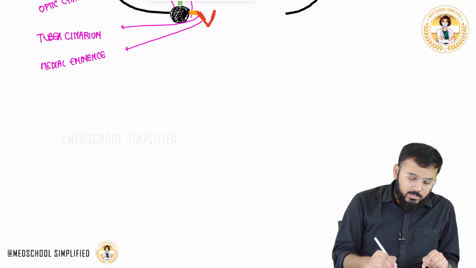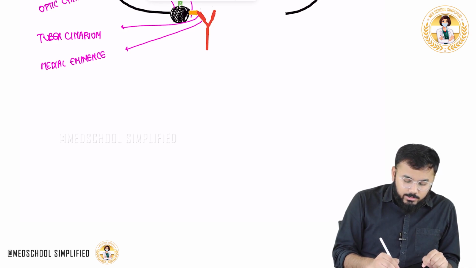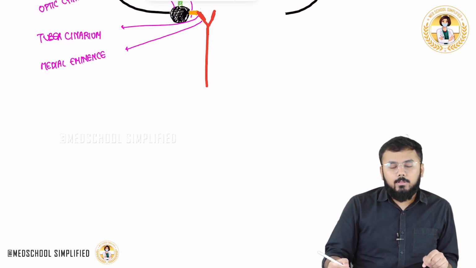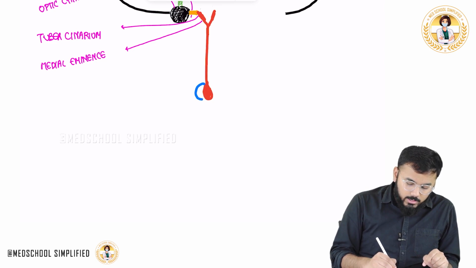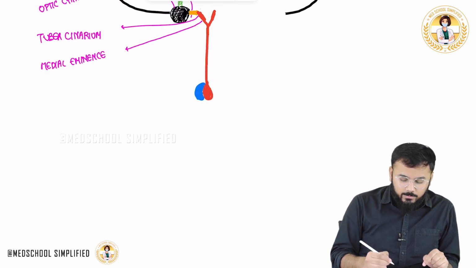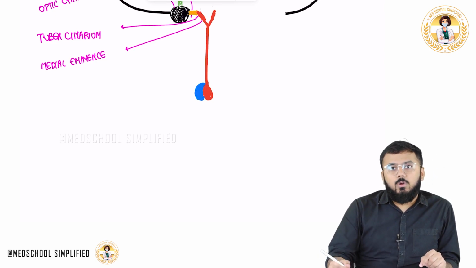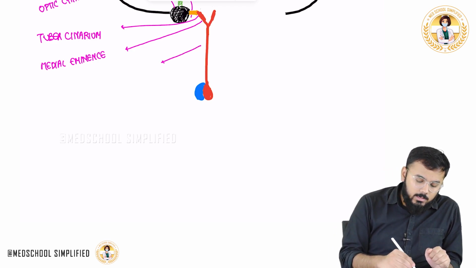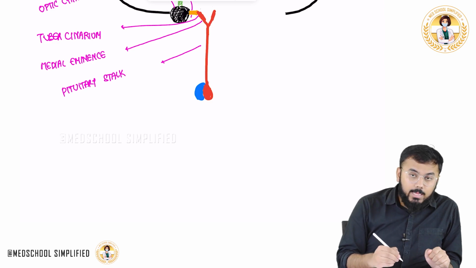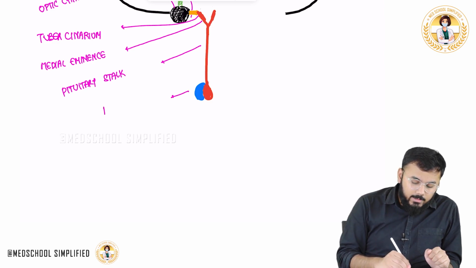Now, from this median eminence, you see a stalk hanging down all the way, right? This stalk is attached to the pituitary gland like this. This stalk which I have drawn is called the pituitary stalk. And attached to this pituitary stalk is the pituitary gland.